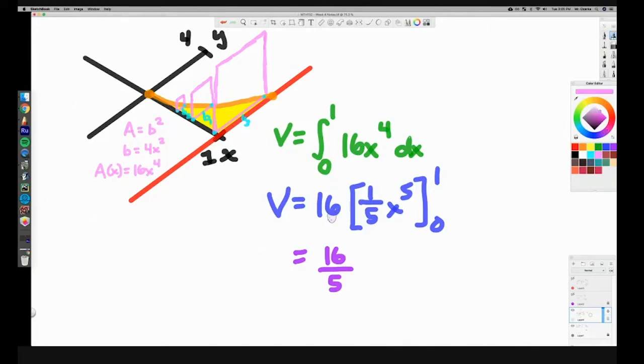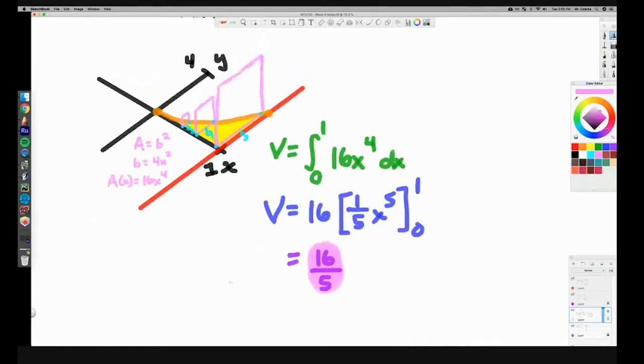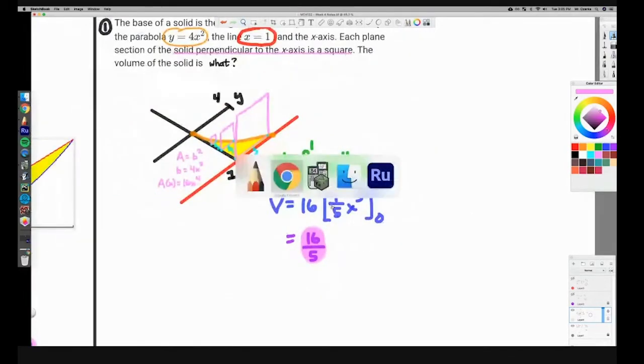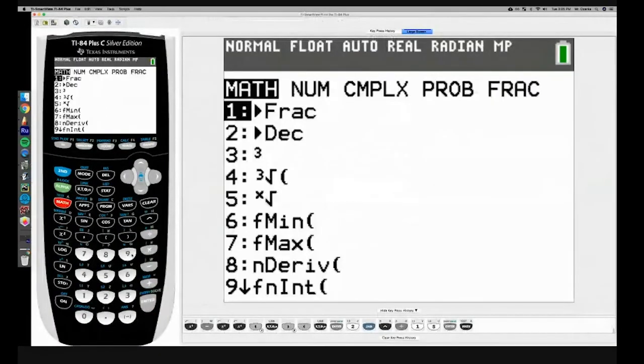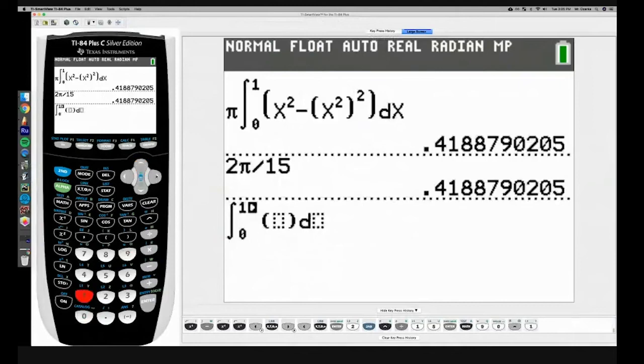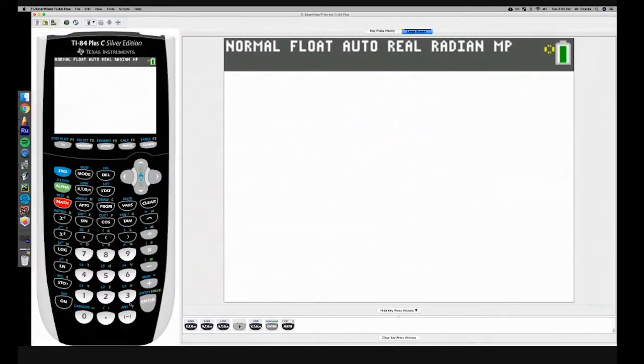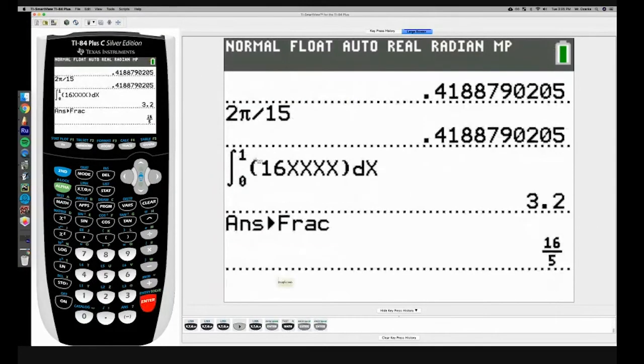We should check that, though, just in case. Did anyone get 16 over 5? Yep, I got it too. This one's kind of easier, but let's test it in the calculator anyway. So we have math 9, 0 to 1 of 16x to the 4th, x, enter, math, frac, and that gives 16 over 5. Awesome.